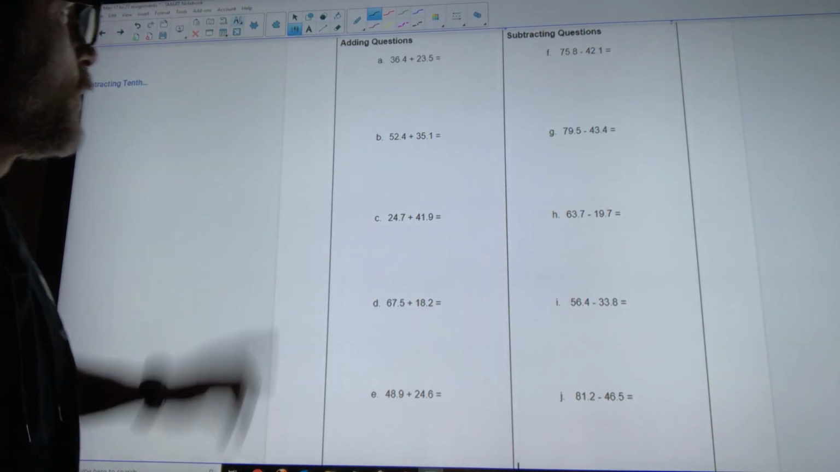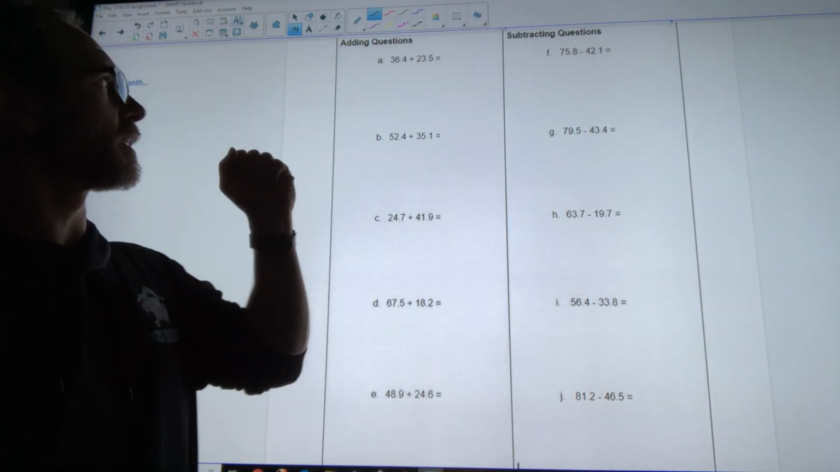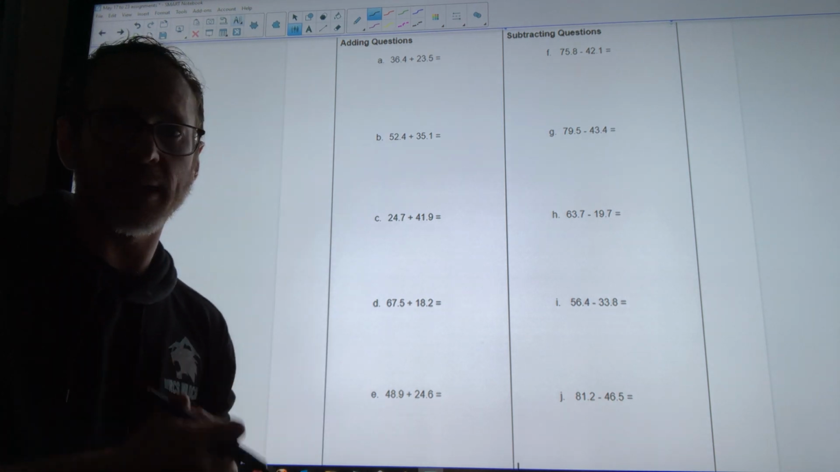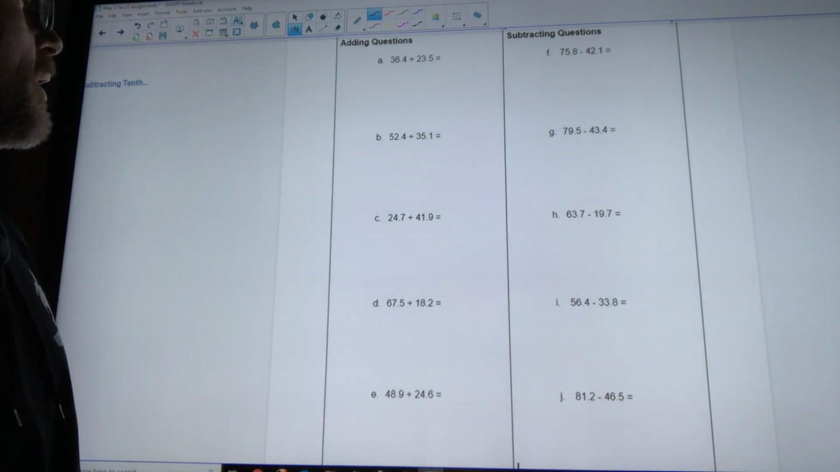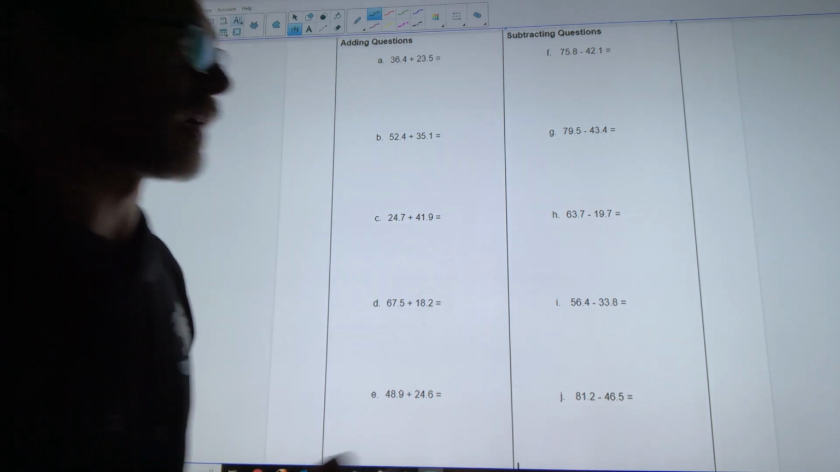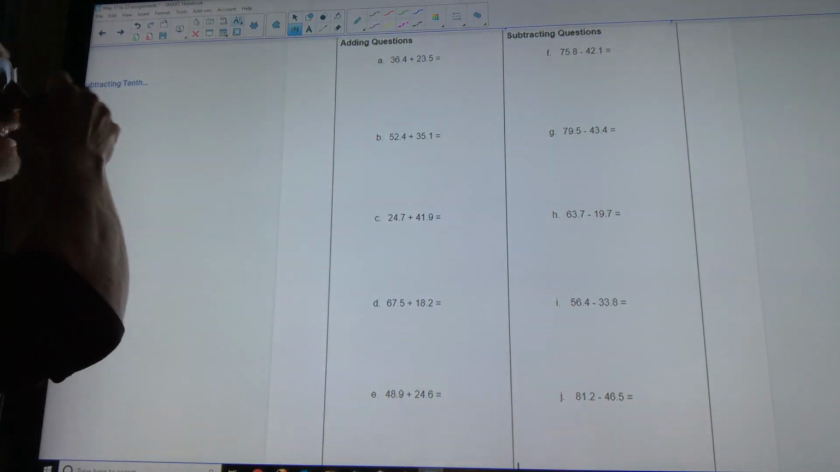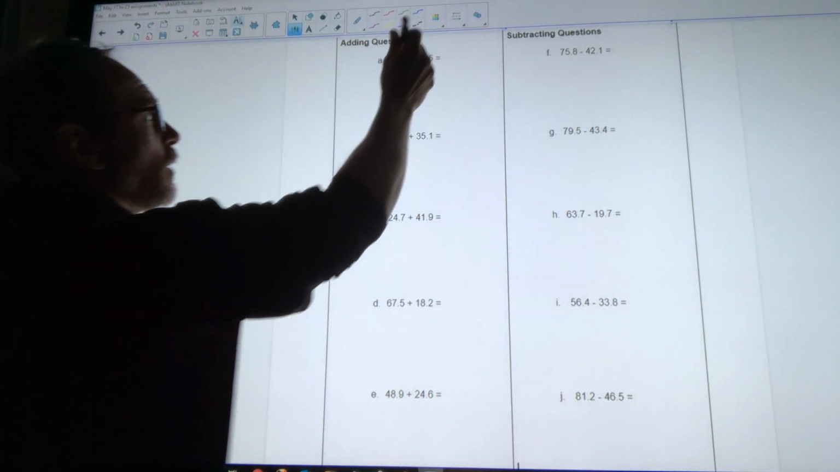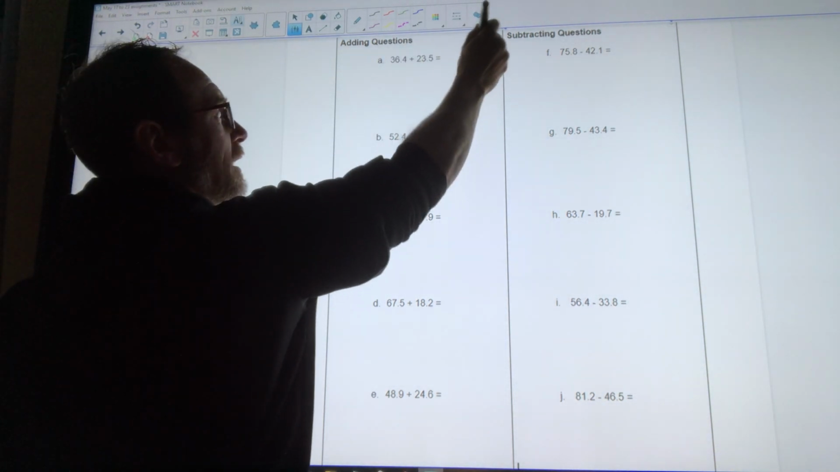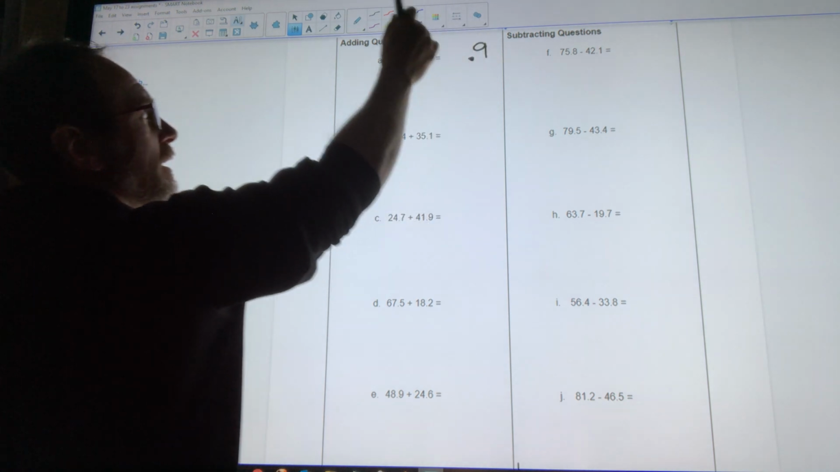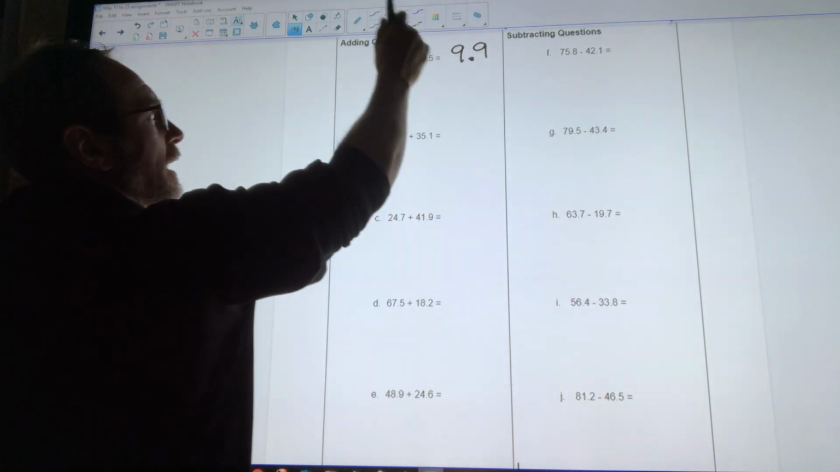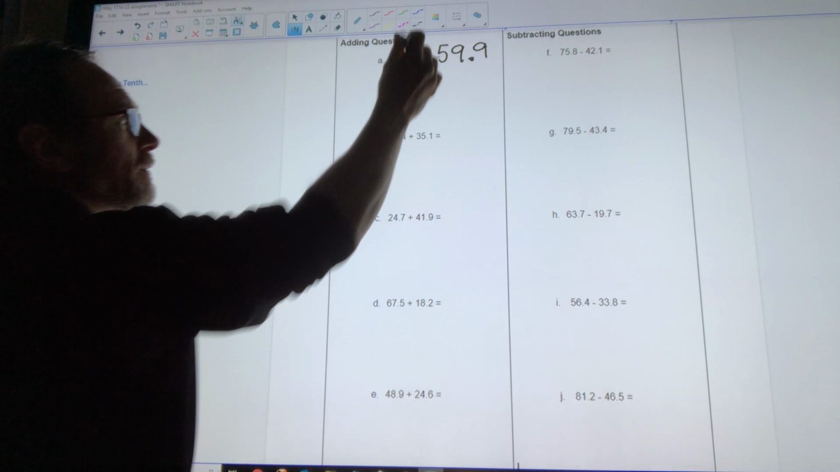All right, guys, let's review these questions from the adding and subtracting tenths from numbers 10 to 100. Starting off with 36.4 plus 23.5. Well, I know 4 and 5 is 9, and I'll put the decimal here. 6 and 3 is also 9, and 3 and 2 is 5. So I have 59.9.